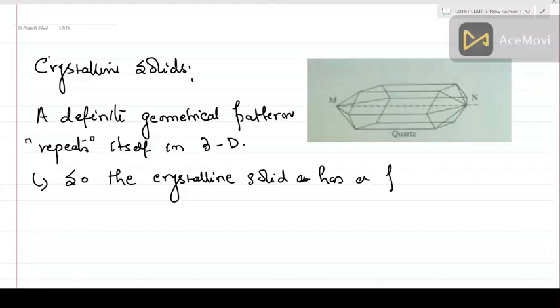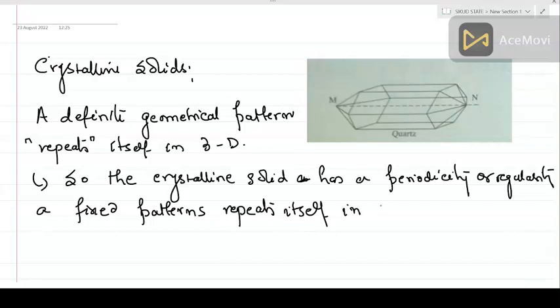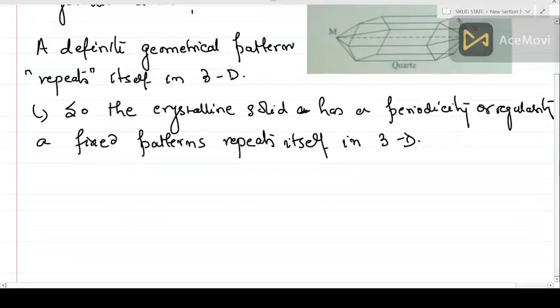So the crystalline solid has a periodicity or regularity. What does this mean? A fixed pattern repeats itself in 3 dimensions. When a definite pattern is repeating itself in 3 dimensions, then you get a crystalline solid.